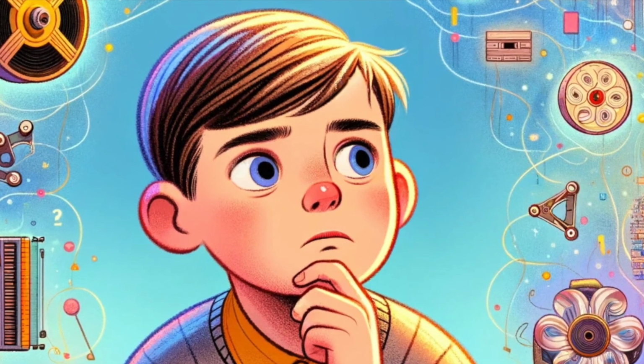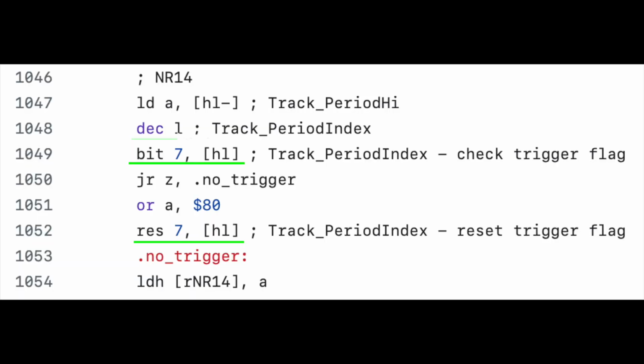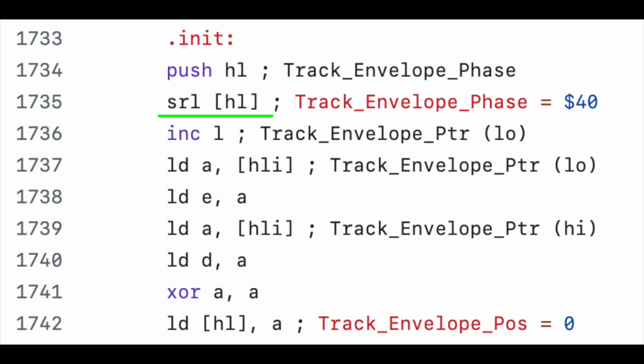Useful direct operations involving the HL register. The Game Boy CPU provides a few instructions that operate directly on the byte pointed to by HL. It's nice that data operations don't always have to go through the accumulator register.